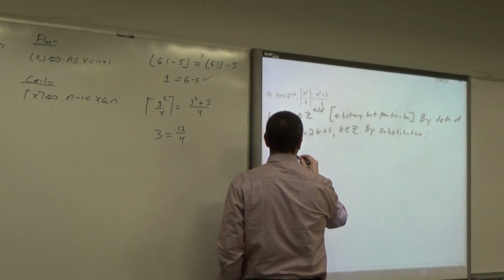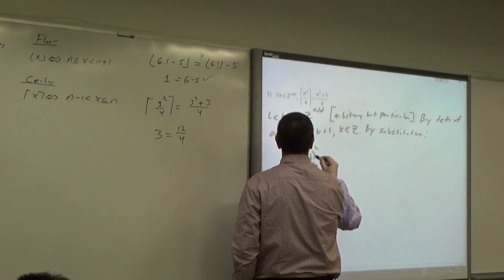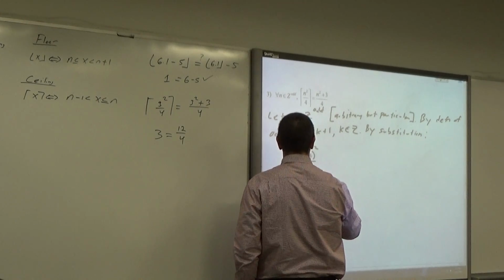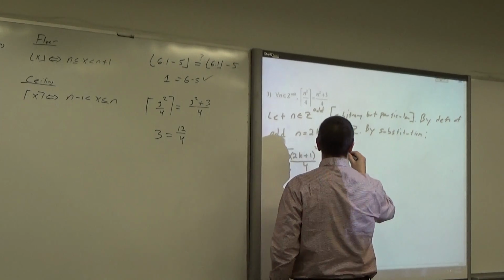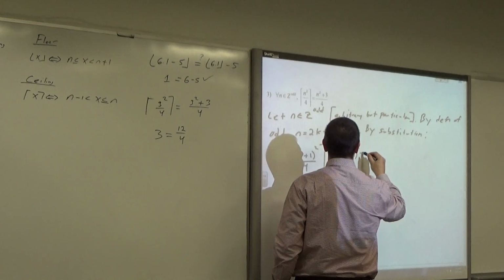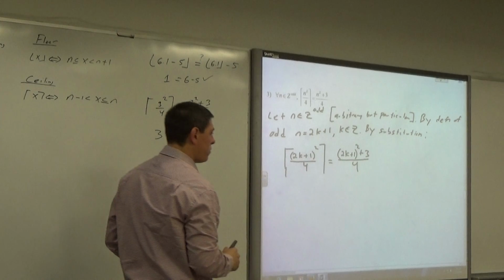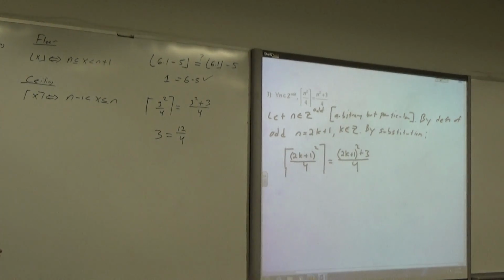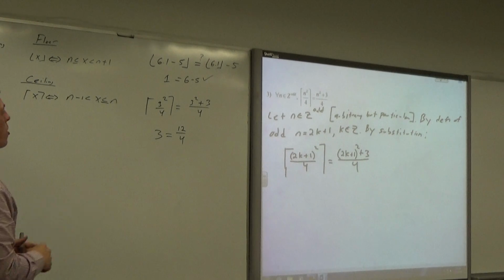this becomes the ceiling of (2k plus 1) squared divided by 4. And we're hoping that that equals the quantity (2k plus 1) squared plus 3, divided by 4. Okay, so that's just straight substitution. We are not using the definition of floor and ceiling for this one because we're already given a predicate condition that's saying it's already going to be odd. So we don't have to worry about that.